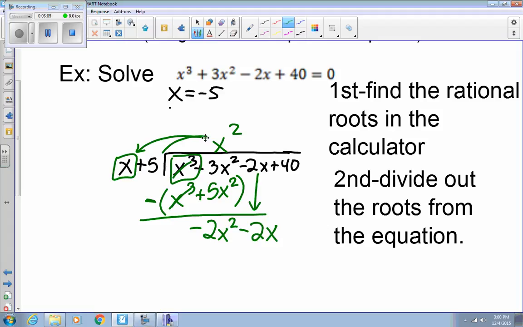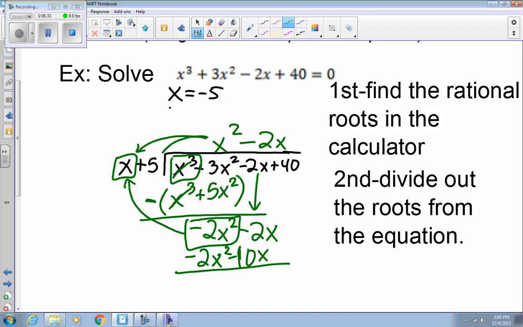Now divide again. Negative 2x squared divided by x is negative 2x. Multiply it back in. Negative 2x times x is negative 2x squared. Negative 2x times 5 is negative 10x. Remember, subtract again. The first terms cancel out. For the second terms, negative 2x subtracting negative 10x is plus, which comes out to 8x. The next term comes down, positive 40.